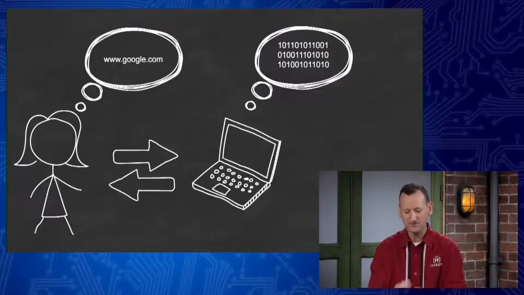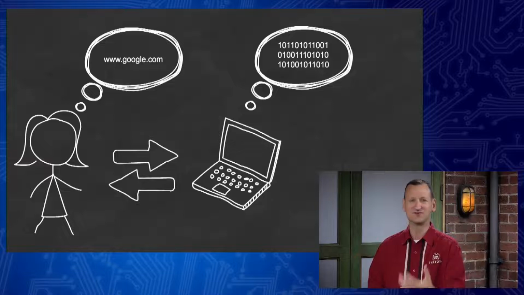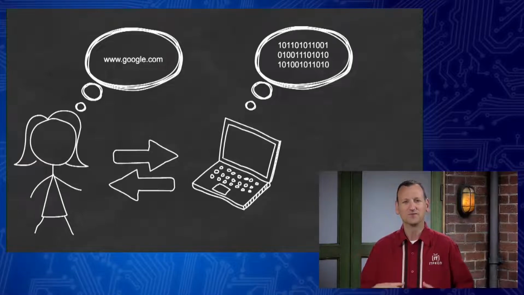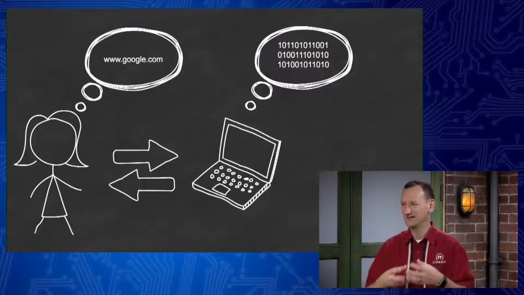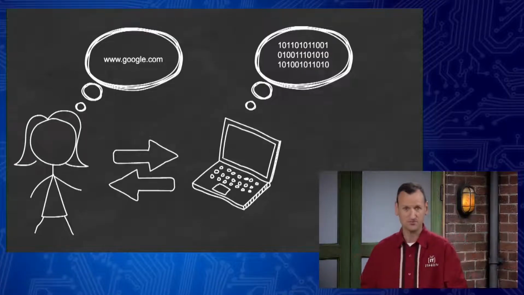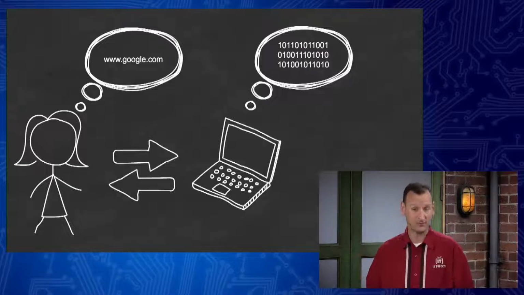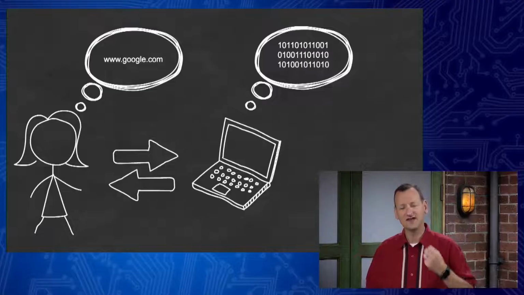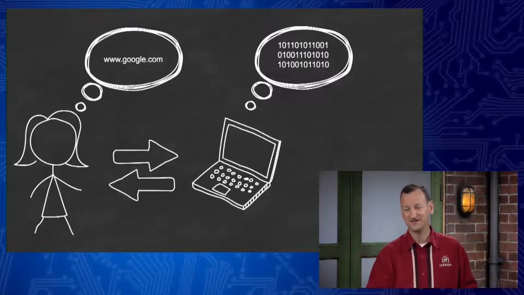So how do I tell the computer I want to go to google.com when the computer doesn't even understand what that is? Well, the operating system is what's sitting in between me and the computer. And it's listening. It's listening to the keyboard, to the mouse, to microphone, whatever it is that I'm using to communicate with the system. And it's receiving that information, translating it into a way that the computer can then understand.